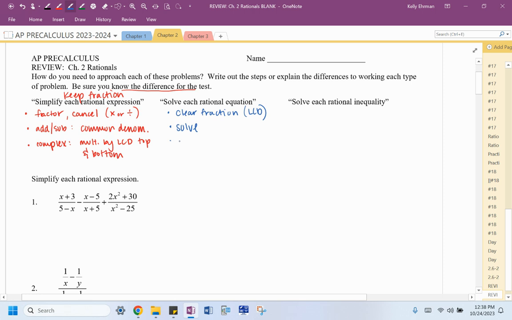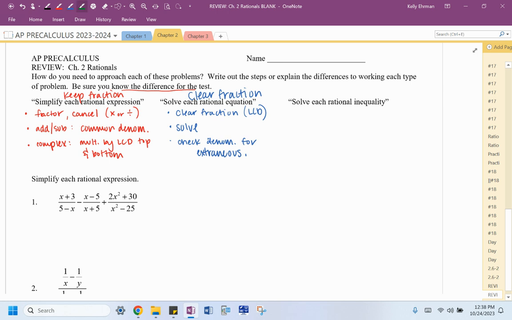When you're solving, make sure that you check the denominators for extraneous solutions, meaning if you get x equals 1, but x can't equal 1, then you've got to throw that out. So it's possible to get no solution. For solving rational equations, you're going to clear the fraction instead of keeping the fraction.